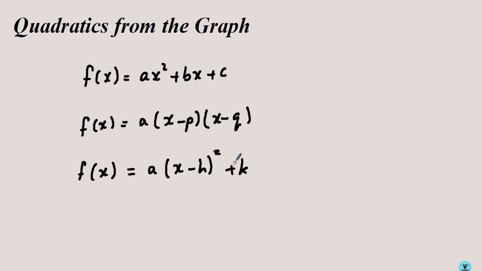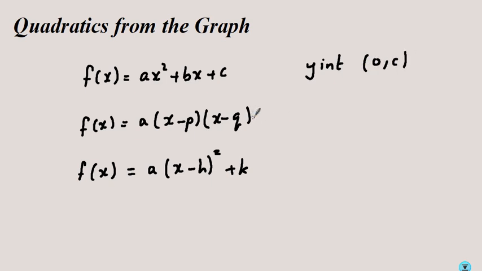Now each of these forms gives us something. In all cases, a tells us about the concavity. If a is positive, the parabola is concave up. If it's negative, the parabola is concave down. In the general form, the y-intercept is at 0, c.